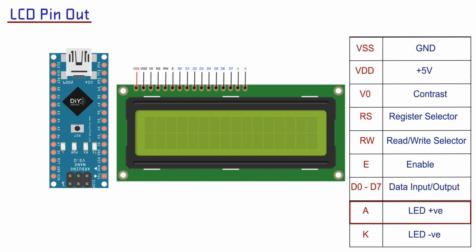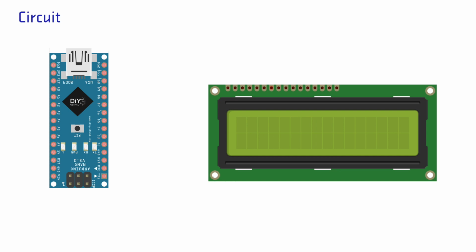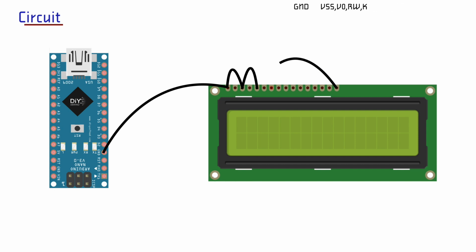Pin 15 is the anode of the backlight of the LCD and pin 16 is the ground of the backlight LED. Now let's see how to connect this LCD with an Arduino board. First connect the ground of Arduino to the VSS, V0, RW and K of LCD. Then connect the 5 volt of Arduino to the VDD of the LCD.